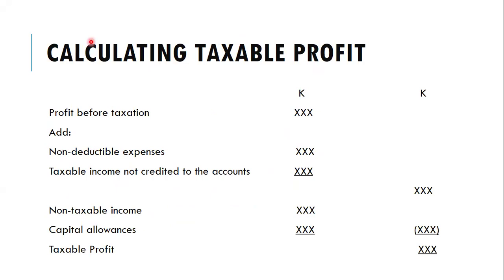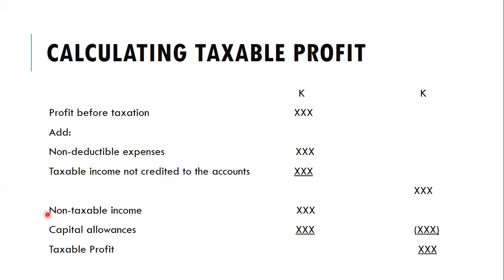Now, how do we calculate taxable profit? This is just revision. For taxable profits, you've got the profit before taxation, or sometimes it's the net profit, but for companies, profit before taxation. You get the profit before tax, then you add non-deductible expenses, then you add taxable income not credited to the accounts. So you have to be alert when you're looking at the adjustments. The taxable income not credited to the accounts, you add it back. Then you're going to have the total here.